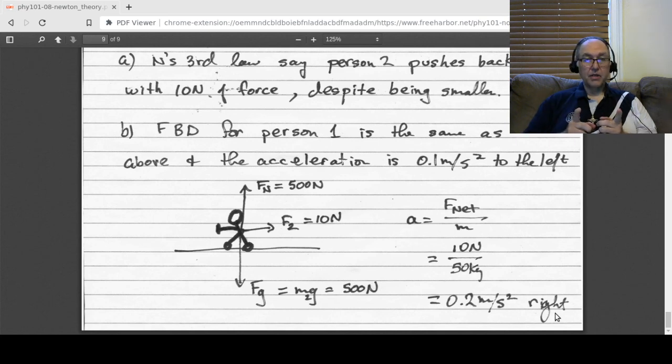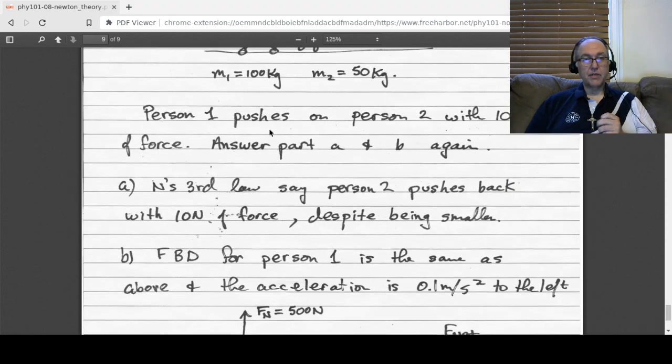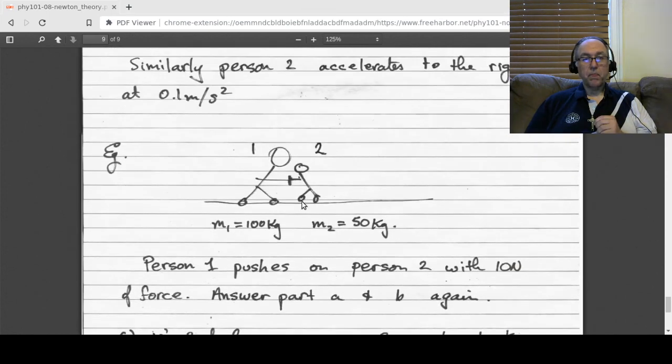So look at what just happened. Let me go back up to the diagram over here. The acceleration on person number 1 is 0.1 meters per second squared to the left. The acceleration on person number 2 is 0.2 meters per second squared to the right, twice as big.